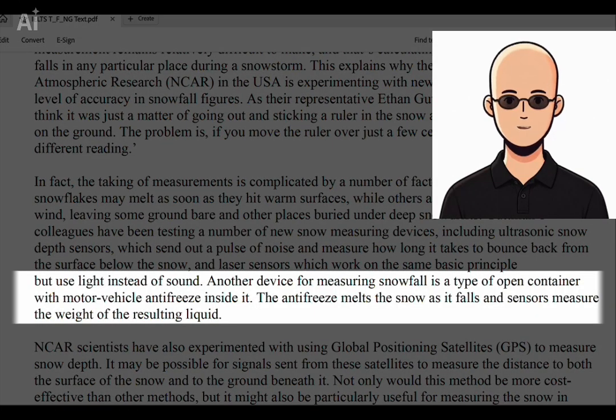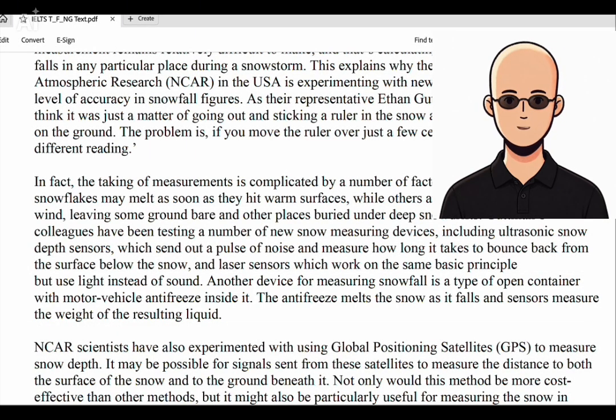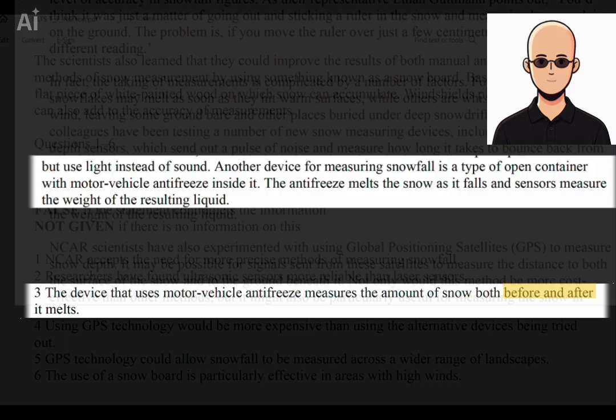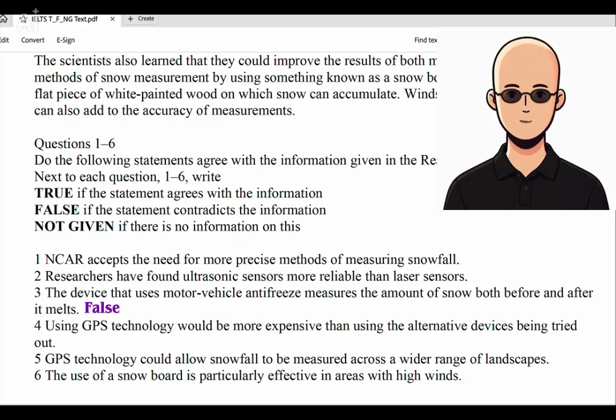Another device for measuring snowfall is a type of open container with motor vehicle antifreeze inside it. The antifreeze melts the snow as it falls, and sensors measure the weight of the resulting liquid. Step 3. Cross-check. The statement says the device measures the amount of snow before and after it melts. But in the text, the antifreeze melts the snow, and the sensors measure the weight of the resulting liquid. So, according to the text, the device sensors only measure the snow after it melts, not before and after, only after. So the answer must be false.